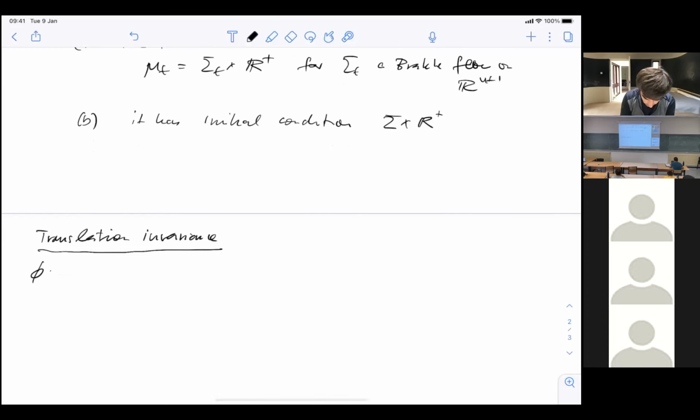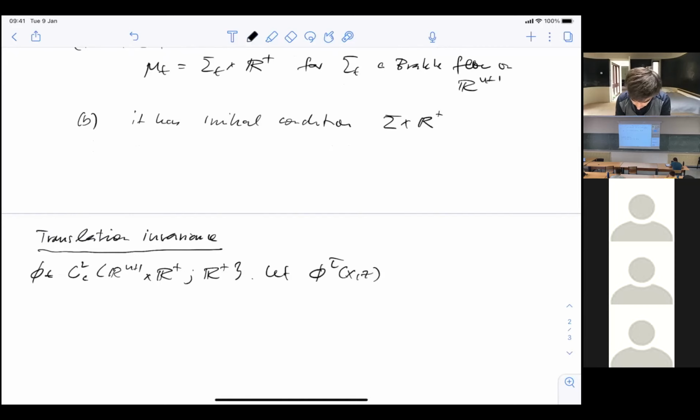Okay, so let's choose a test function in, I guess we need C2c actually, of R^{n+1} cross R plus. It's like phi tau of x and z. x is the coordinate in R^{n+1}, z is the coordinate in this extra dimension. And we just take phi of x, z minus tau. So we have shifted the test function upwards.